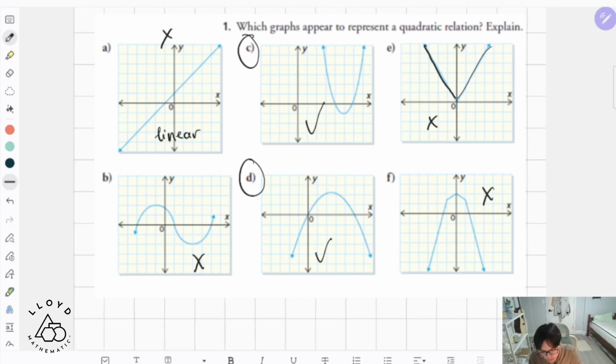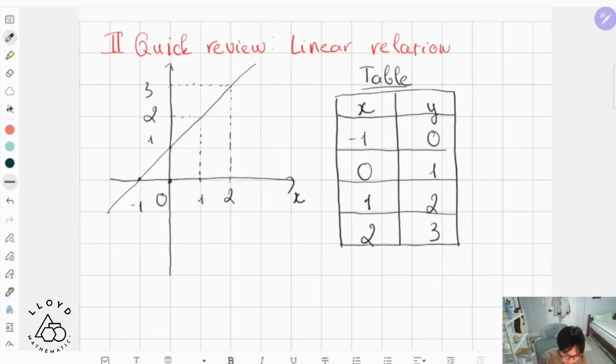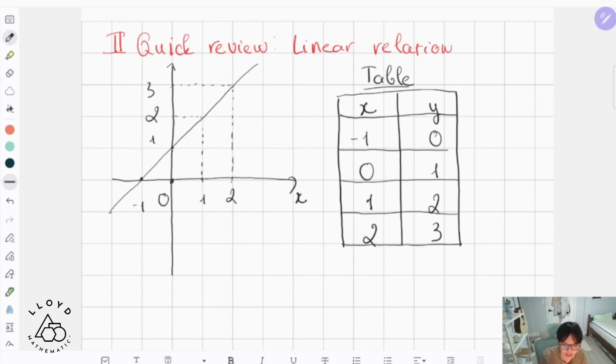Okay. And I just want to quickly mention the linear relation that we learned in chapter 1. The linear relation is a straight line. I have the table here: x equal to minus 1 is this point, x equal to 0 is this point, x is 1 is this point, and x is 2 is this point. And this forms a straight line, with y equal to 0, 1, 2, 3, respectively.